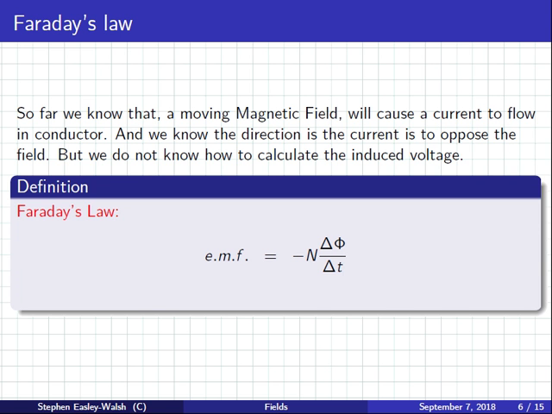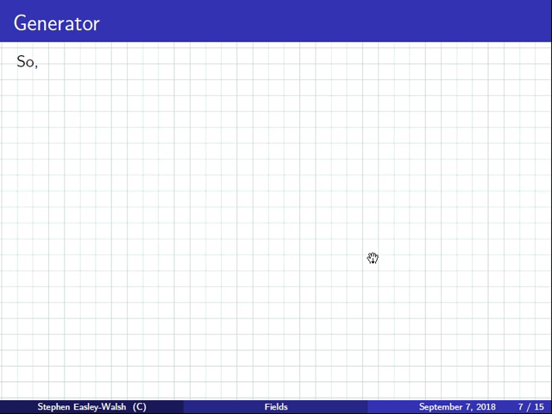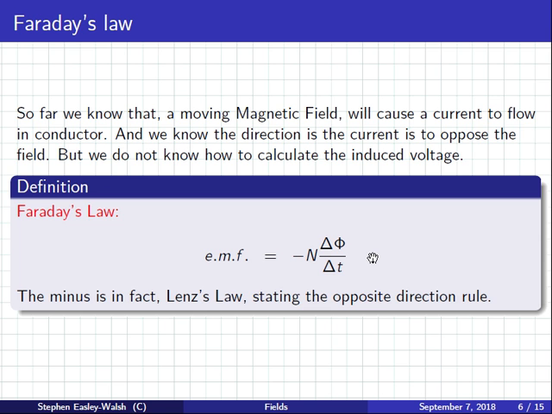Just before you write that down, let me explain some things here. The minus sign is because of Lenz's law: the voltage will be in the opposite direction. This term here is the change in the magnetic field, how quickly it changes, and the n here is the number of loops. Now this will only make sense when we do an example. So if you want to write Faraday's law down, we'll do an example later.